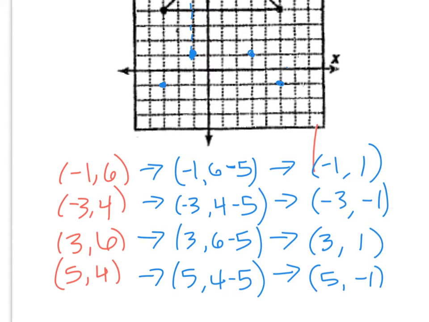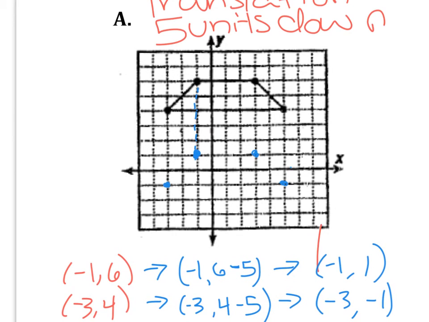When I look at the original image and the new image, they look the same, right? They are congruent. The only thing that changed was that it shifted down 5 units, and every point moved down 5 units. We could look at that. If we count the differences here, all of these moved down 5.